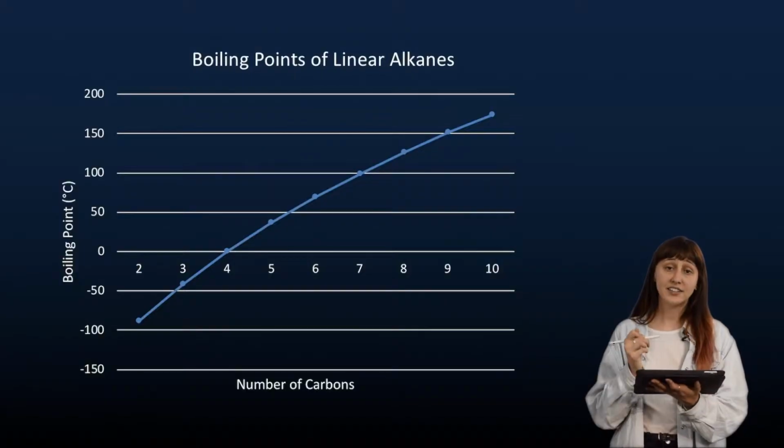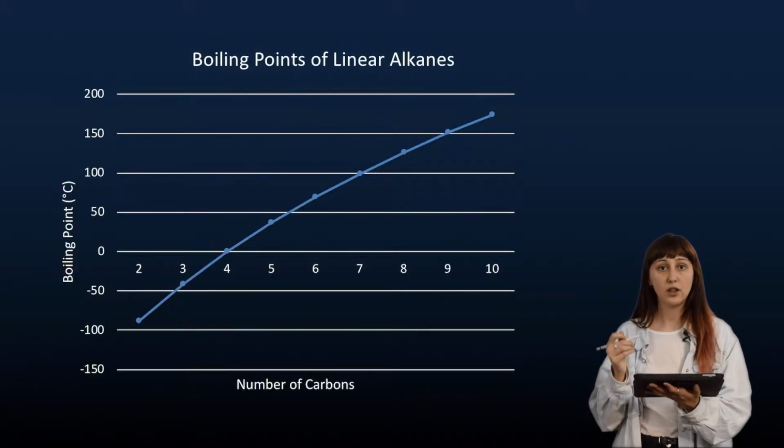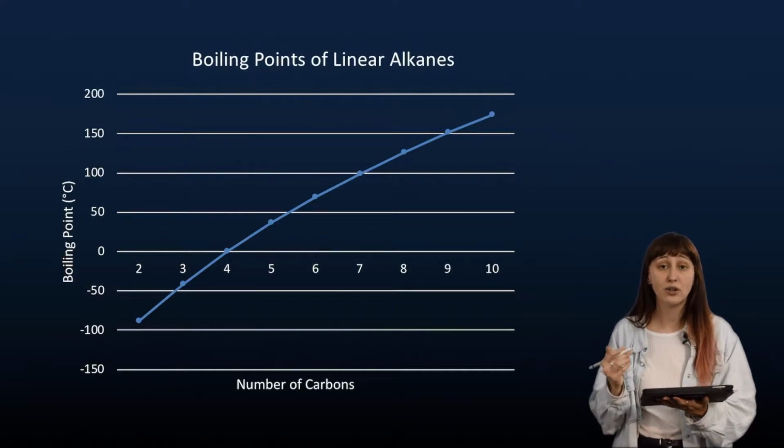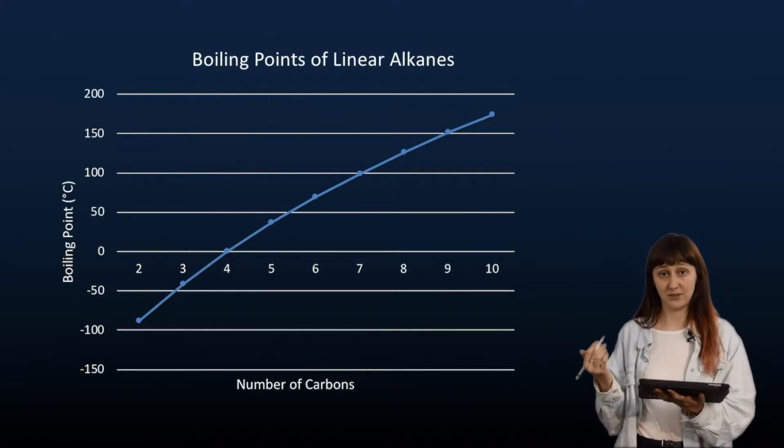So if we have a look at this graph, we can see that as the number of carbons increase in a molecule, the boiling point will increase. That being, if there are more carbons in a molecule, the surface area is going to be larger. So let's look at these two now.